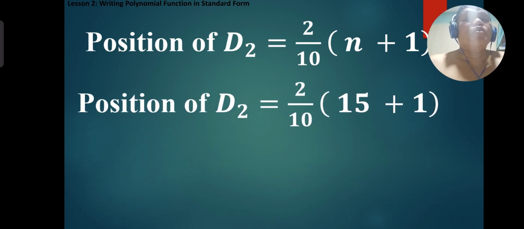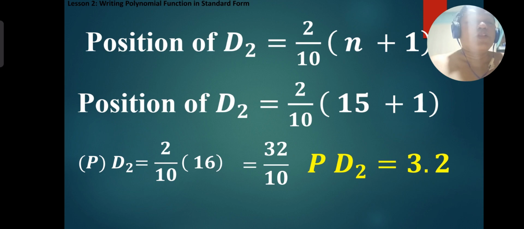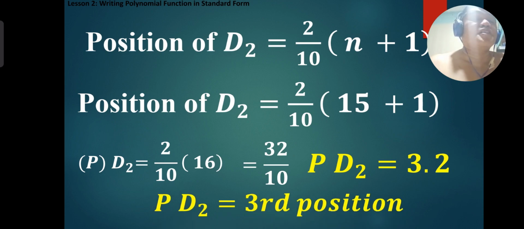We are going now to substitute the value of n, which is equal to 15. So we have 2 over 10 times quantity 15 plus 1, which is equal to 2 over 10 times 16, which is 32 divided by 10. That is equal to 3.2, and after rounding it is equal to 3, or the third position.